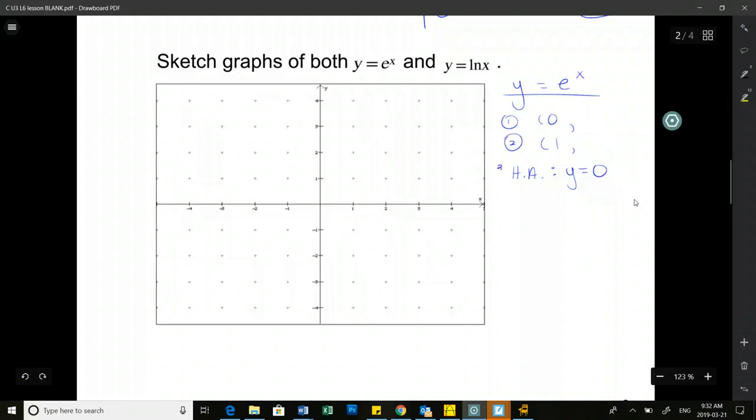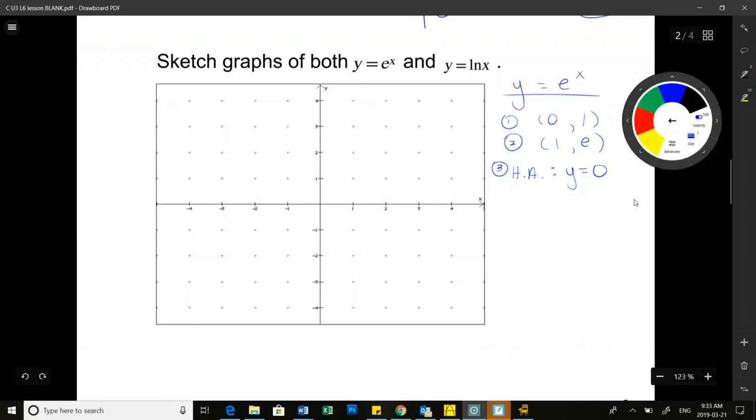So these are my 3 key pieces of information. I get my y's by subbing the x's into e to the x. So e to the exponent 0, anything to the exponent 0 is 1, and e to the exponent 1 is e, which we know to be about 2.72. So when I graph it, I have to approximate it around 2.72.